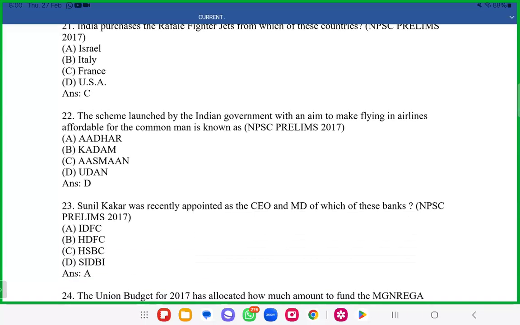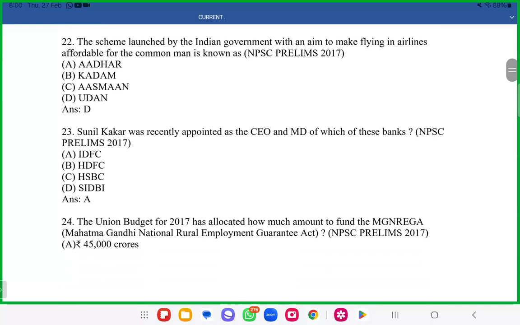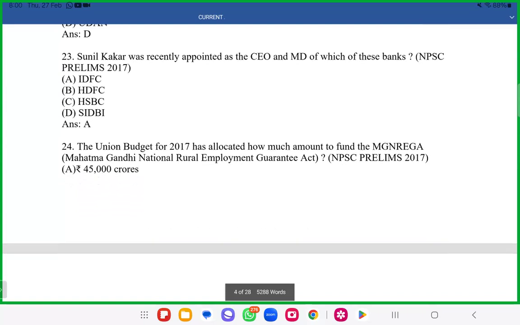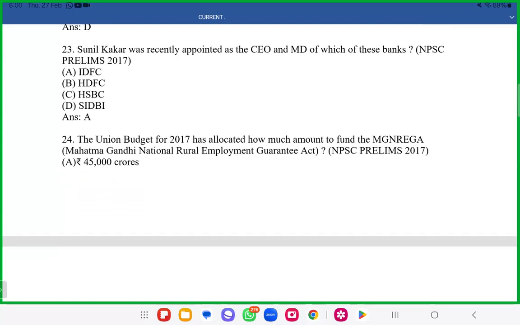Now, the scheme launched by the Indian government with an aim to make flying in airlines affordable for the common man is known as? So this will come under schemes and programs. Sunil Kakar was recently appointed as the CEO and MD of which of these banks? So this will come under persons in news or banking and finance. All right, the Union Budget 2017 has allocated how much amount to fund the MGNREGA? It will be important as it is 2017. He has taken a class on the Union Budget. Now you remember or not?